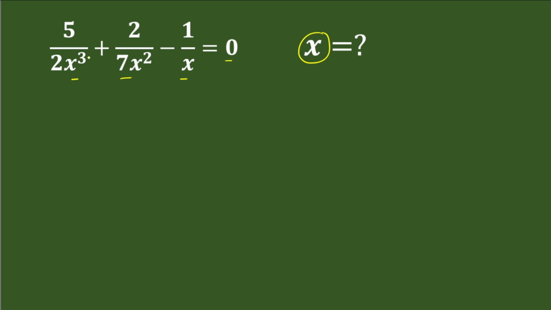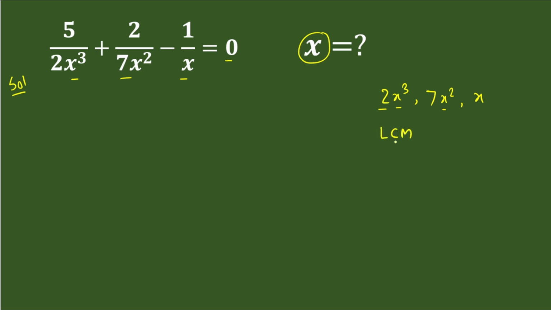And this algebraic expression is in the form of a rational expression. Now for the solution of this rational type problem, first of all we'll take the LCM of the denominators. The denominators here are: first 2x cube, second 7x square, and the third one is x. Here the numbers are mixed with x cube, meaning alphabetical terms, so we'll have to take the LCM of this.